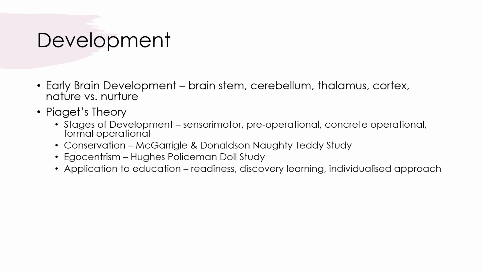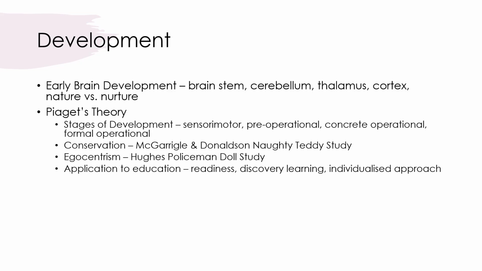And then conservation of volume. This is liquid. So you'd have two beakers, the same amount of water. Then you might pour the liquid into a taller, thinner glass, and it looks like there's more. And quite often younger children especially would say, oh no, there's more there. They couldn't, and Piaget would say they couldn't conserve number.